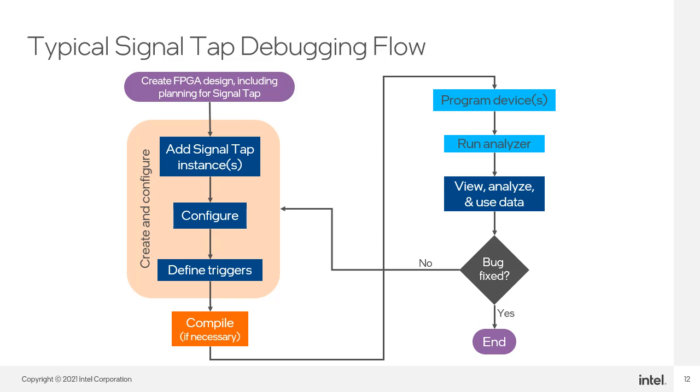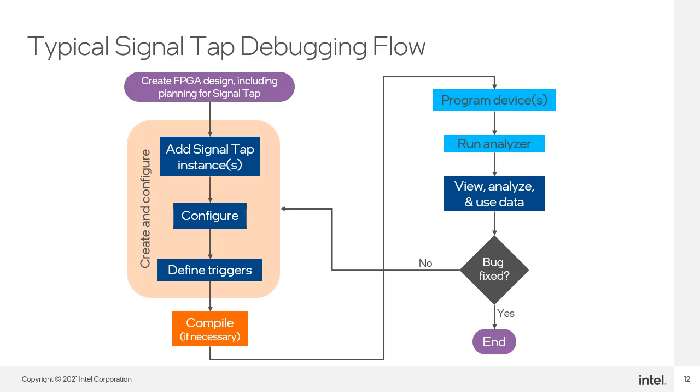In the design, one or more instances of the logic analyzer are added. Each instance is configured as desired for the target device and the appropriate debugging situation by selecting signals to tap and specifying properties of the sampling buffer. Once an instance is configured, trigger conditions can be defined. These three main tasks can be repeated in different orders during the debugging process, so we'll group them together in the create and configure stage of the task flow.